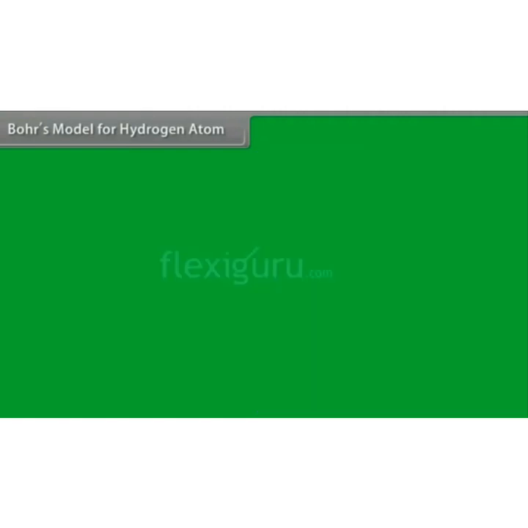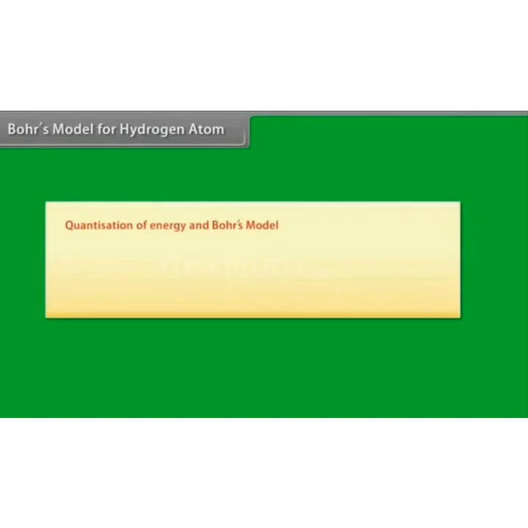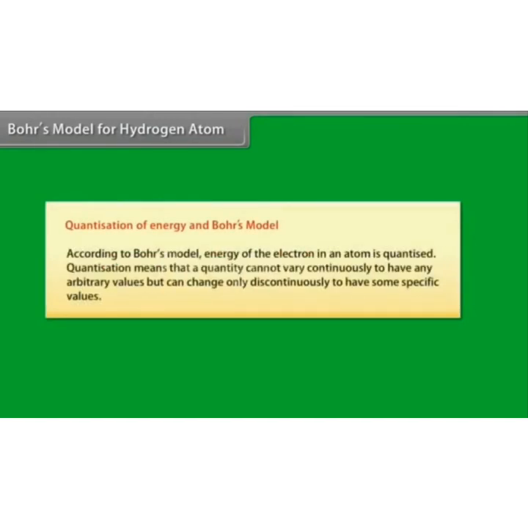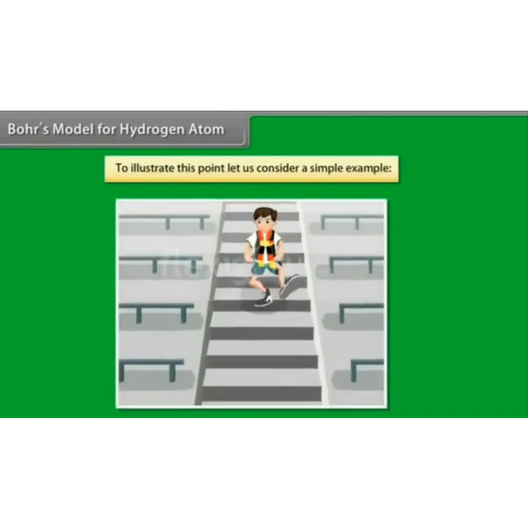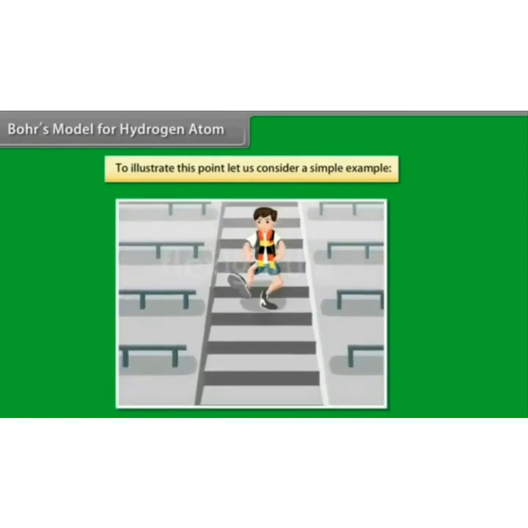Bohr's model for hydrogen atom: quantization of energy. According to Bohr's model, energy of the electron in an atom is quantized. Quantization means that a quantity cannot vary continuously to have any arbitrary values, but can change only discontinuously to have some specific values. To illustrate this point, let us consider a simple example.